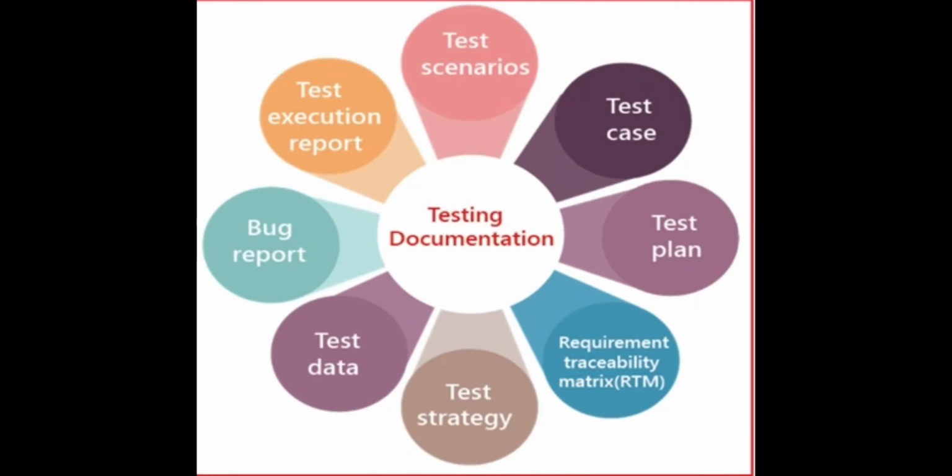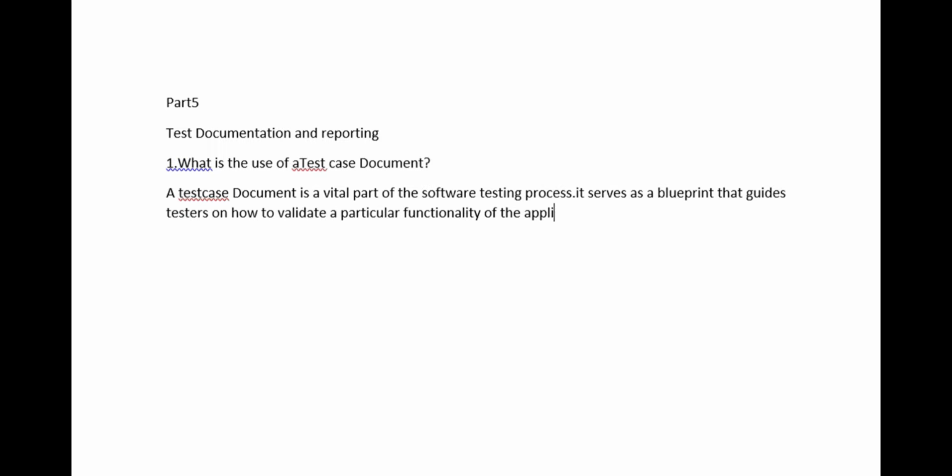Today, my topic is test documentation. This helps testers, developers, and stakeholders understand what is being tested and how it is being tested. So, part 5. What is the use of a test case document? A test case document is a vital part of the software testing process. It serves as a blueprint that guides testers on how to validate a particular functionality of the application.